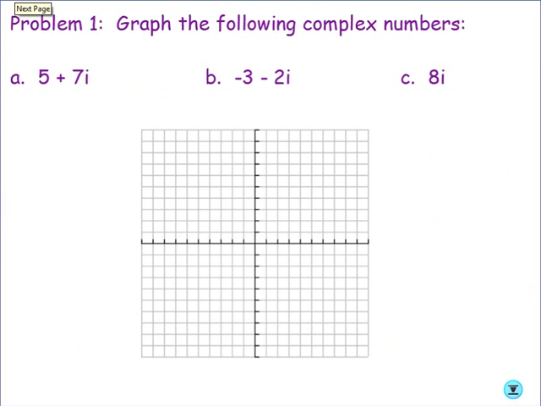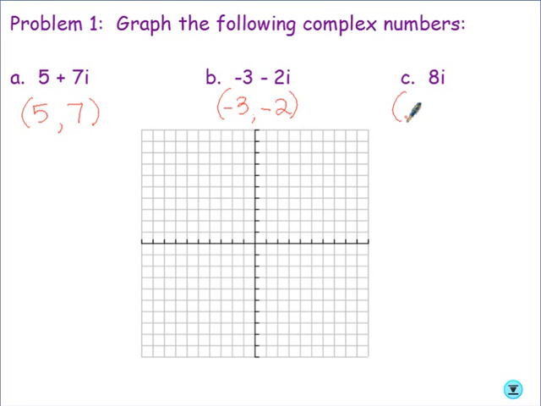Example 1, the first thing we want to do to graph each one of these is make them into an ordered pair. Pay attention to your positives and negatives. Pay attention to if there's something missing. So for this first one, my ordered pair would be 5, comma, 7. I just ignored the i. My second one would be -3, comma, -2. Again, I ignored the i, but notice there's some negatives in there.